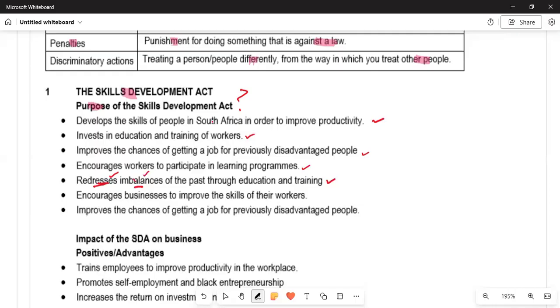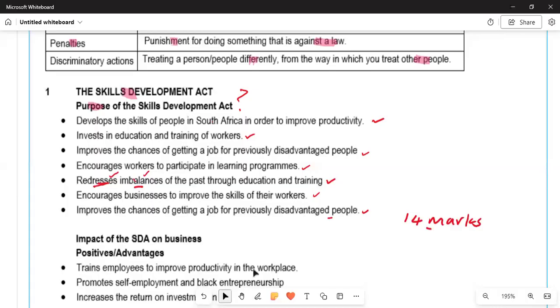Encourages business to improve skills of their workers. That is simple as that. So we make sure that we encourage business to improve the skills of their employees. Improve the chances of getting jobs for the previously disadvantaged. They are now going to be accommodated. They can now access jobs because now they are fit enough to fill those posts because they are now very much competent. So that will be very, very important to know about.